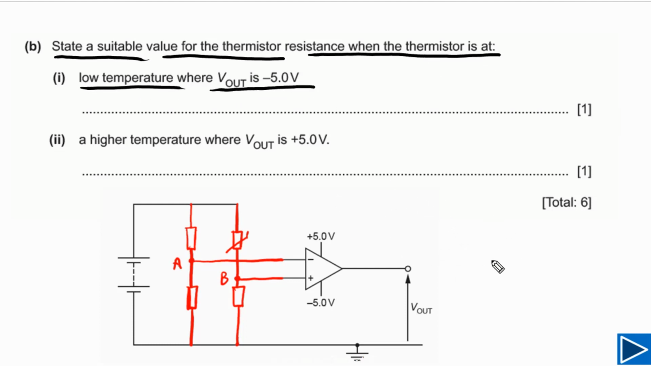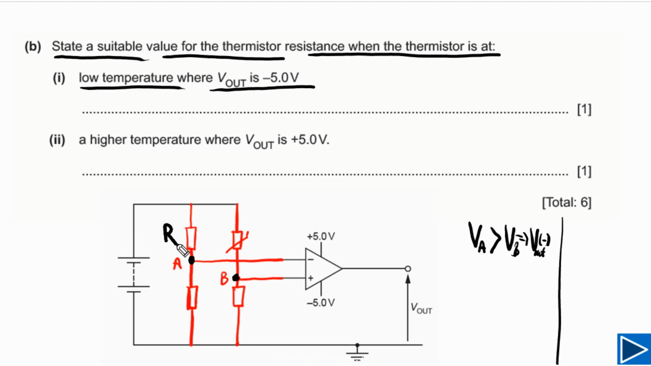So the first thing we need to understand is when V out will be negative. V out will be negative when the potential at A is greater than potential at B. So we can simply say that when VA is greater than VB, V out will be negative.